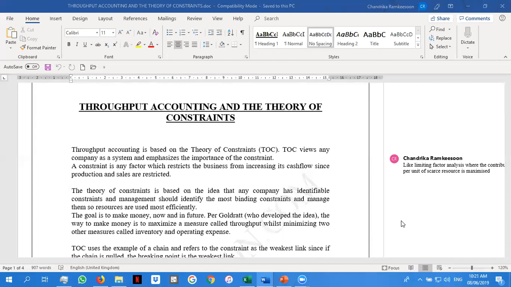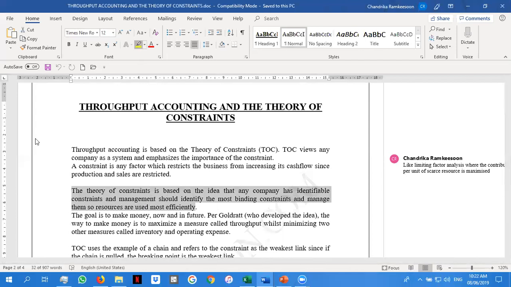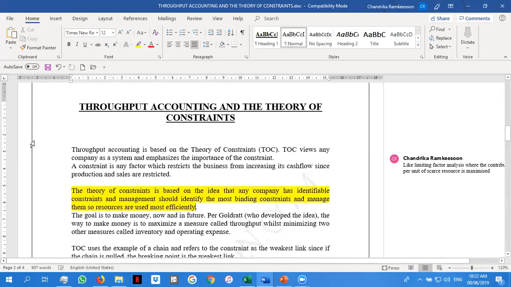So back to this last statement, the theory of constraints, okay, is based on the idea that any company has identifiable constraints, and managers should identify the most binding of them and manage them so resources are used most efficiently. Now, for this topic, okay, let me just highlight this a bit. There would usually only be one binding constraint, one limiting factor then, because you're not taught in throughput accounting how to deal with several limiting factors at a time. So there will be in your question one limiting factor. The examiner may refer to another constraint, but not for you to include in the calculations when doing throughput accounting and the theory of constraint related calculations.